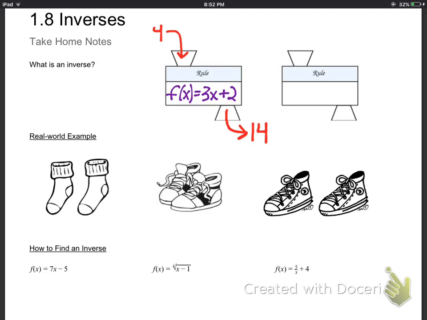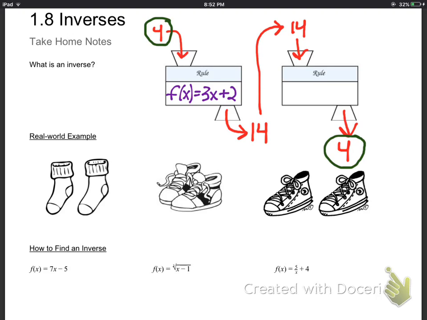Let's say I've got a function. There's my function f of x, and I plug 4 in, just like a function machine, and we get out 14. Well, an inverse is if you took 14, the output, and plugged it in, and you got back the number you started with, 4. See how those are the same number?